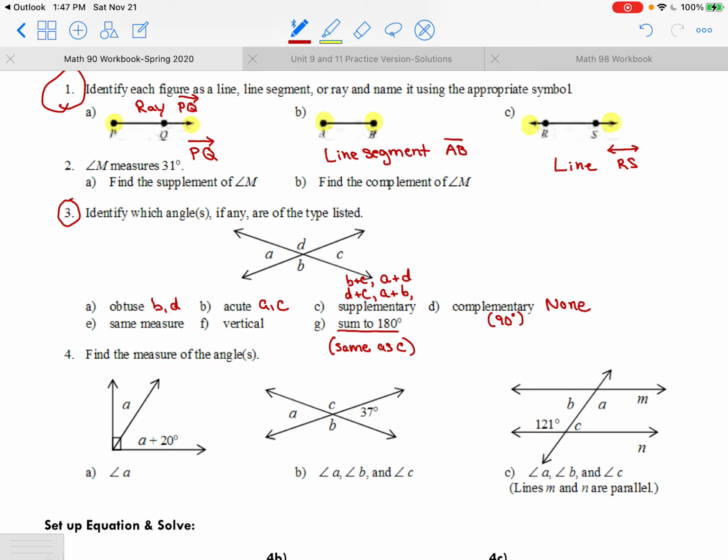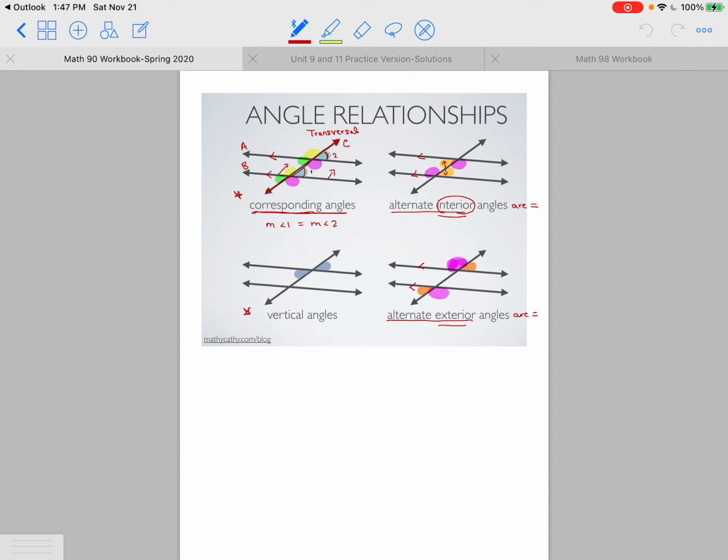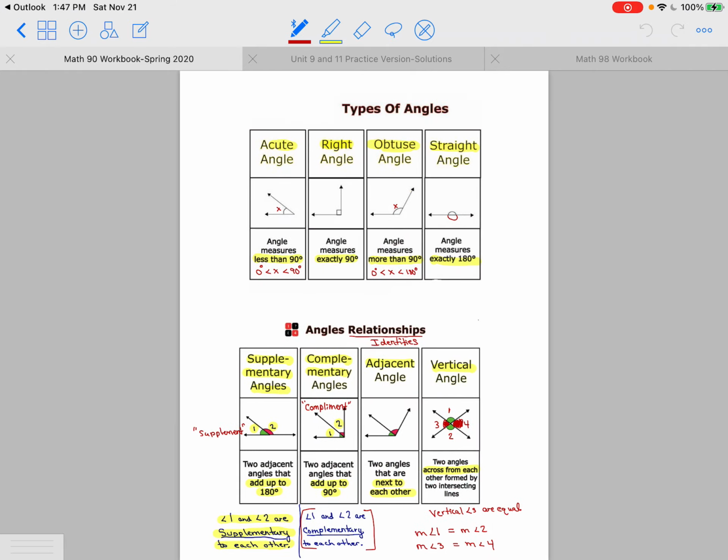All right, now how about E? It's asking for angles that have the same measure. Okay, so what are some identities that we learned? I'm going to go back over here. Some identities or some relationships that we learned. We don't have any parallel lines. We're not using this diagram here.